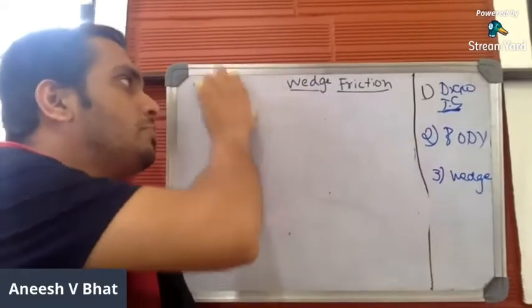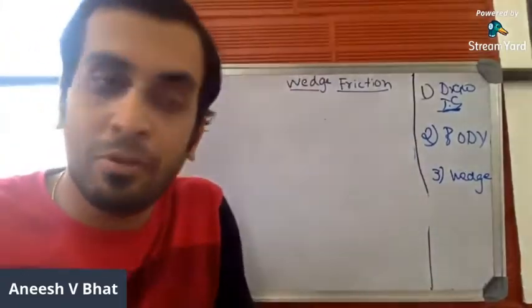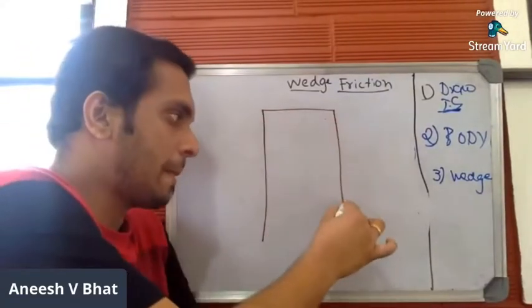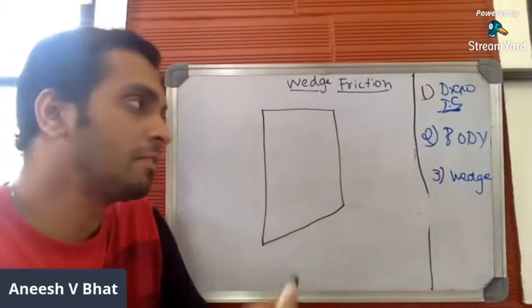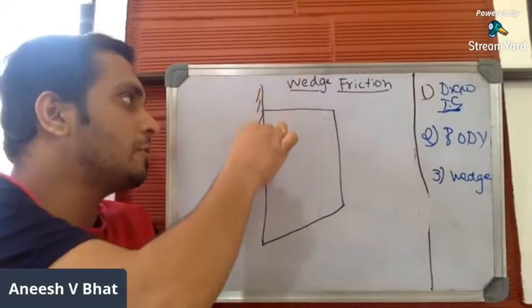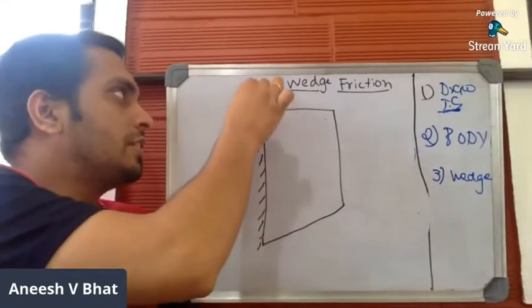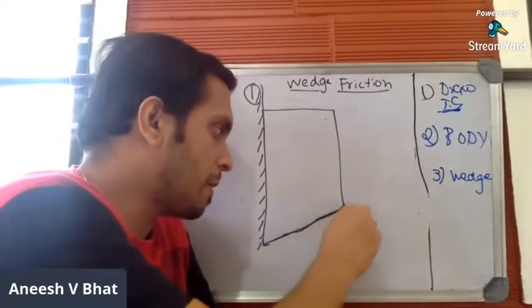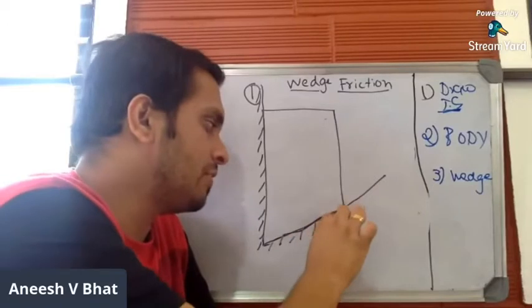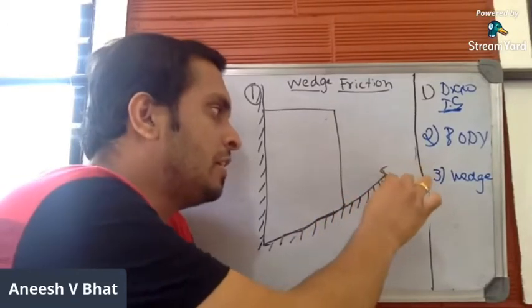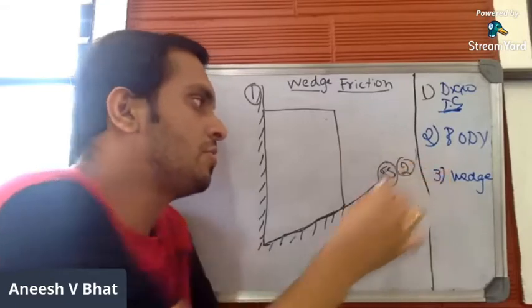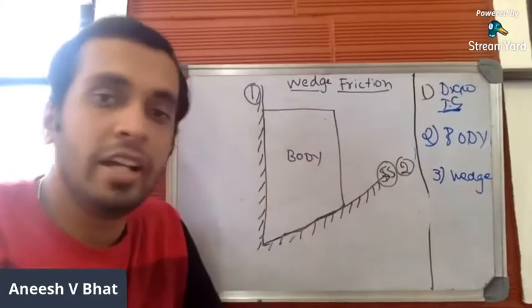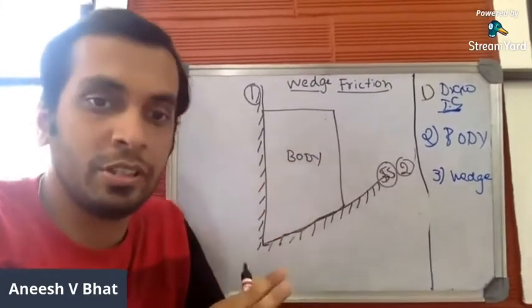In step number 2, what are we supposed to do? We have to consider only the body. The body is in contact with the vertical surface, and we have named the vertical surface as surface number 1. And also there is an imaginary surface here, which was named as surface number 2. So you have to consider only the body now. As far as step number 2 is concerned, ignore the wedge, consider only the body.